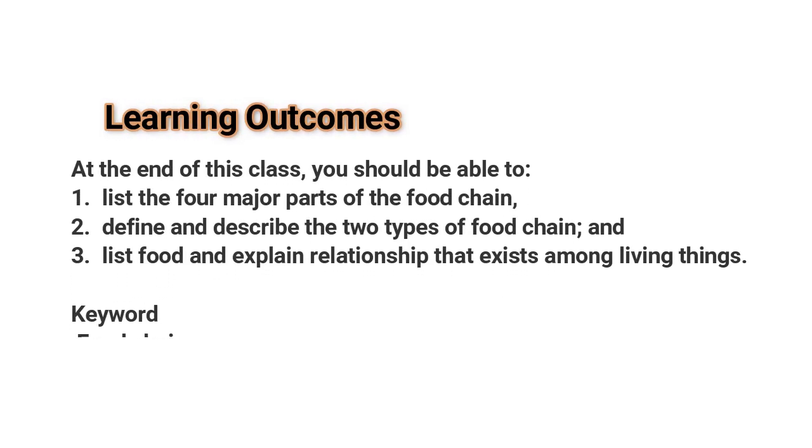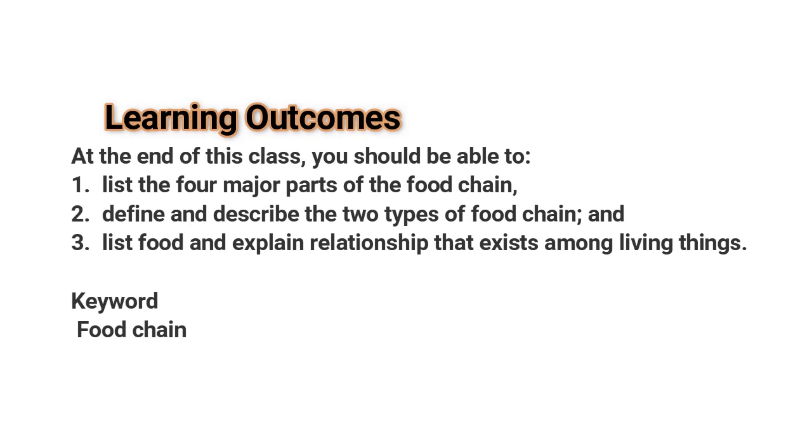At the end of the class, you should be able to list 4 major parts of the food chain, then define and describe the 2 types of food chain, and list food and explain relationships that exist among the living things. Our keyword is food chain.